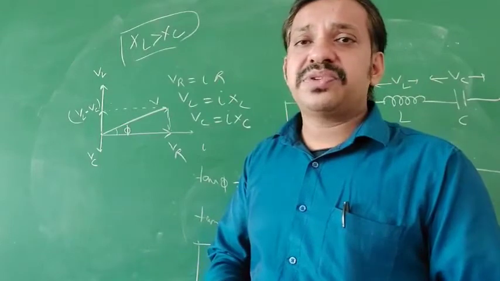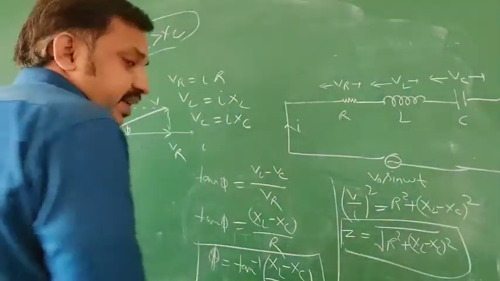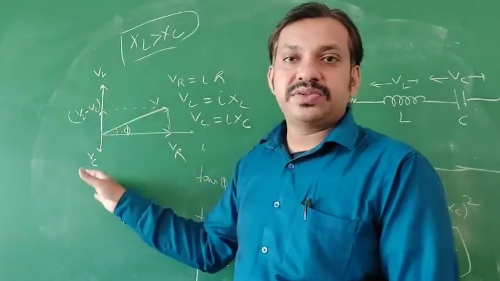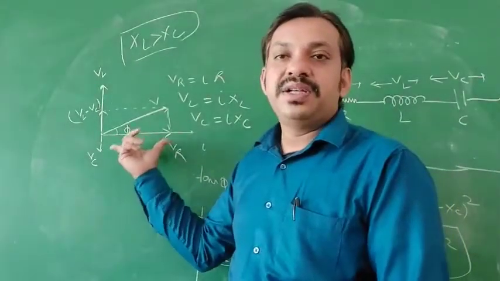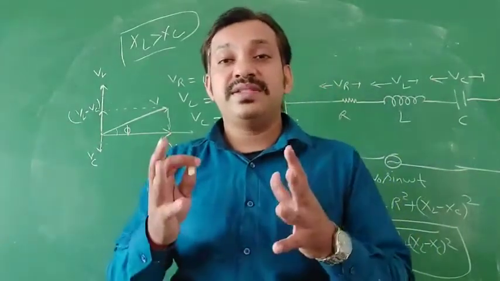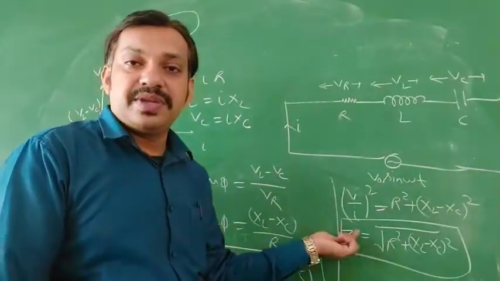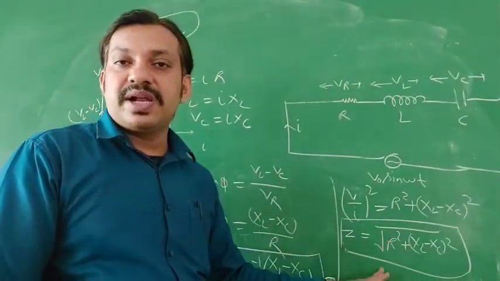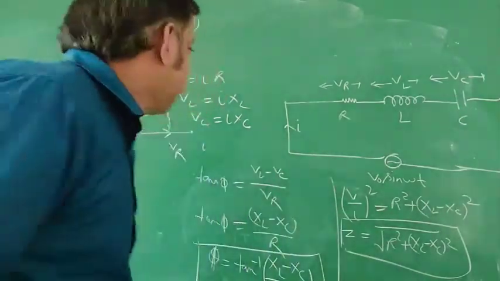And suppose anyhow XL is equal to XC. In that case VL is equal to VC, because IXL is equal to IXC, so both vectors get cancelled out and you will get only one vector, that is VR. A single vector means the circuit behaves like a purely resistive circuit. Also you can find it from this formula: if XL is equal to XC, this term will be 0, so Z is equal to the square root of R squared, that means R. This is the case of the condition of resonance. So this is very important.